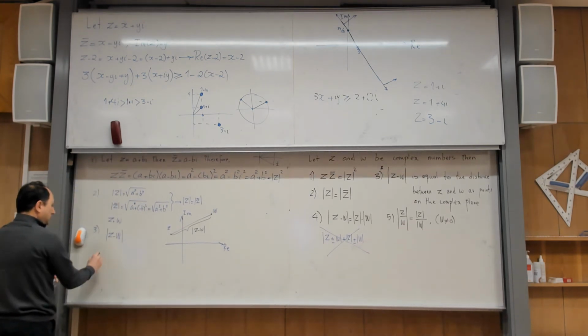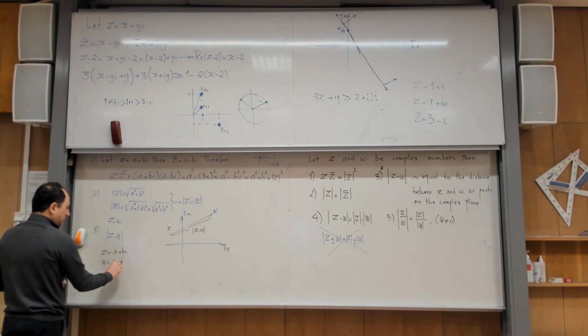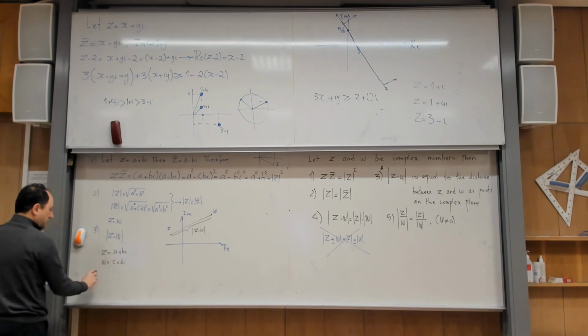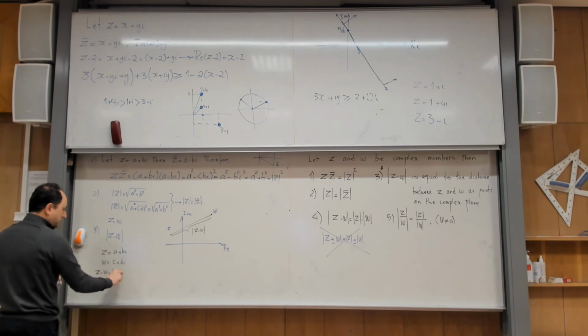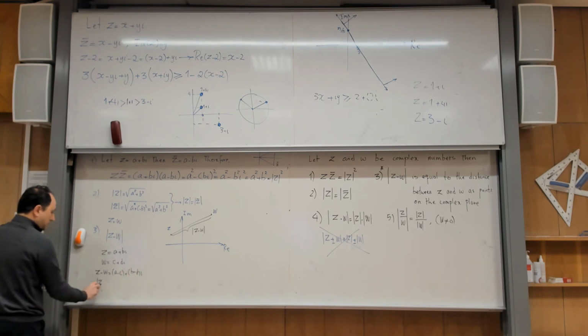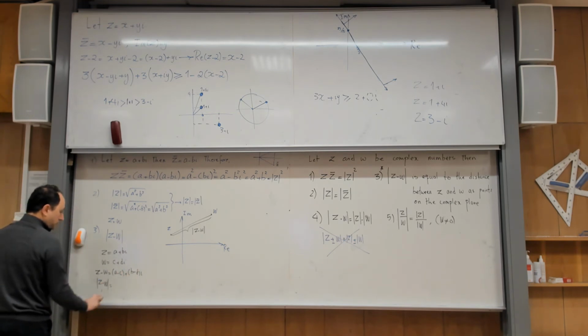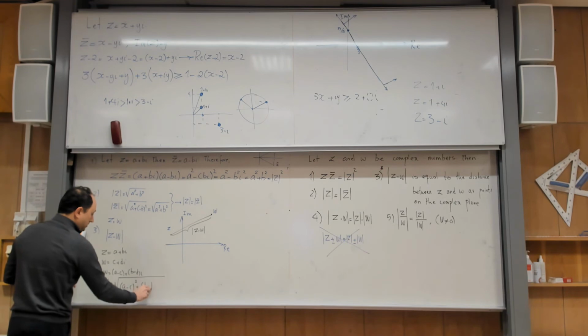Because if z, for example, is a plus bi and w is c plus di, then if I ask you what is z minus w, z minus w becomes a minus c plus b minus d times i. And now if I ask you what is the absolute value of z minus w, it becomes the square root of the real part squared plus the imaginary part squared.